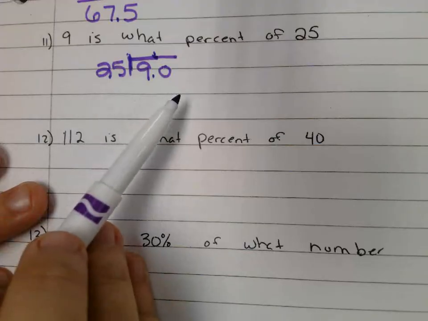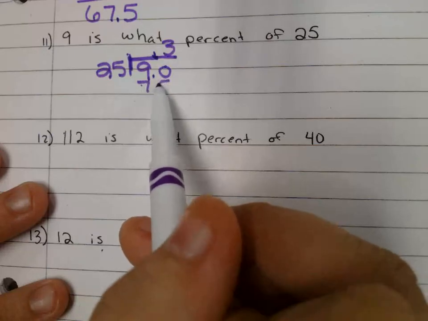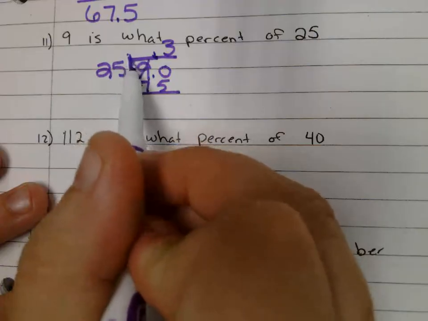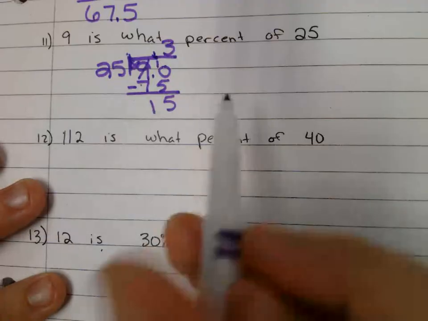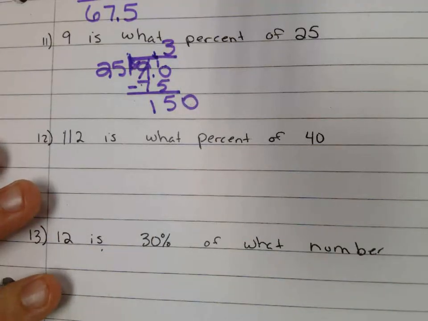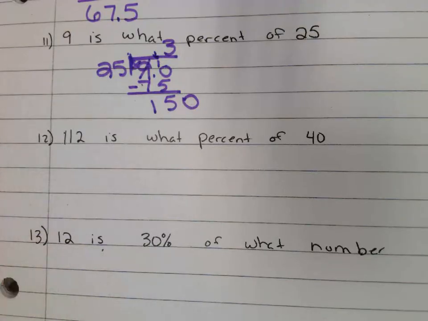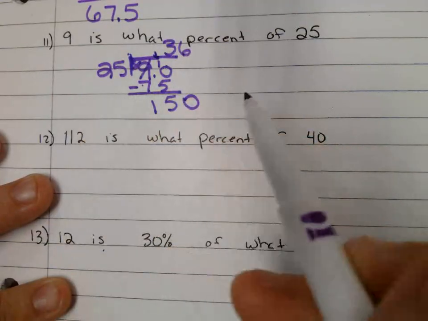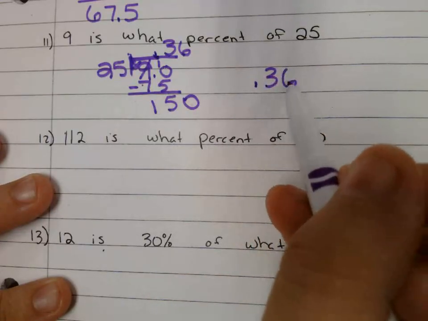Okay, 25 goes into 90 3 times. 3 times 25 is 75. Subtract. So I get 15. Bring down my 0. 25 goes into 150, where we're talking about quarters. How many quarters are $1.50? 4, 5, 6. 6. So I do 6 here, and I get 150 when I subtract. So you get 0.36.